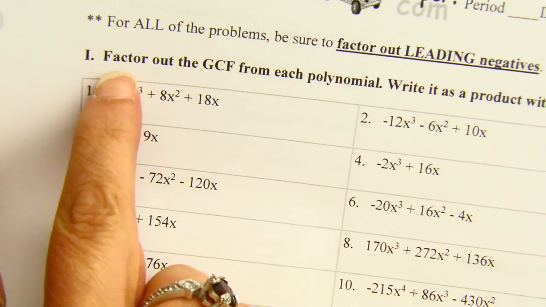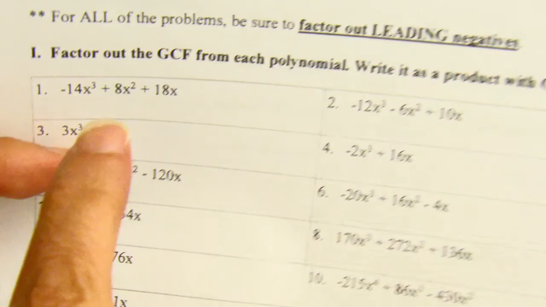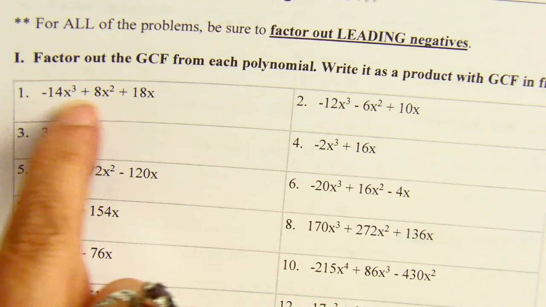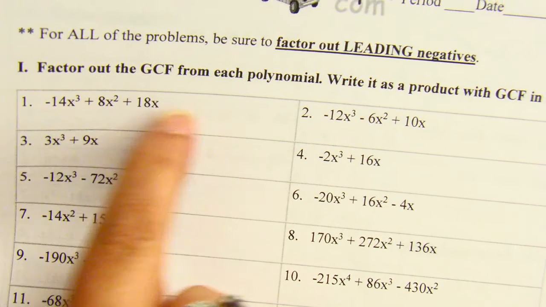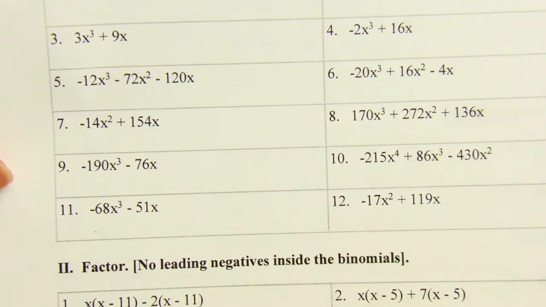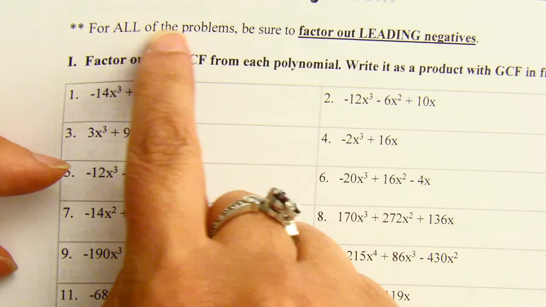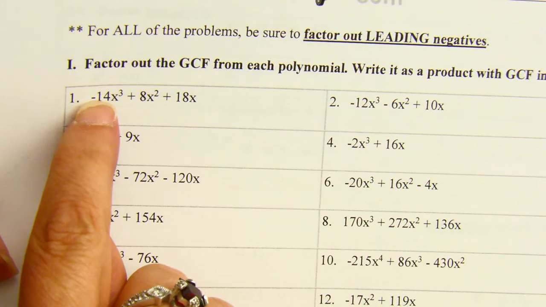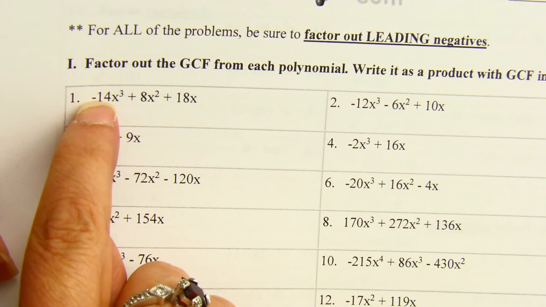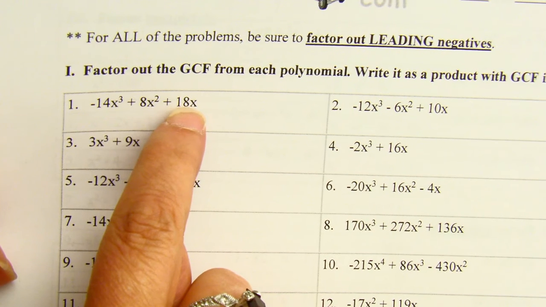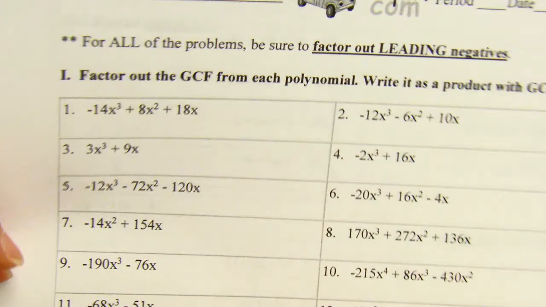Notice here, it says, factor out the GCF from each polynomial. You can't just put the GCF here. You have to put the product of the two things with the GCF on the outside, just like I did here. Okay? Also, up here it says, for all of the problems, be sure to factor out leading negatives. That's a leading negative. You're going to take the negative out. Which means when you take a negative out, you've got to change the sign of everything in the group. Okay? Leading negatives come out.